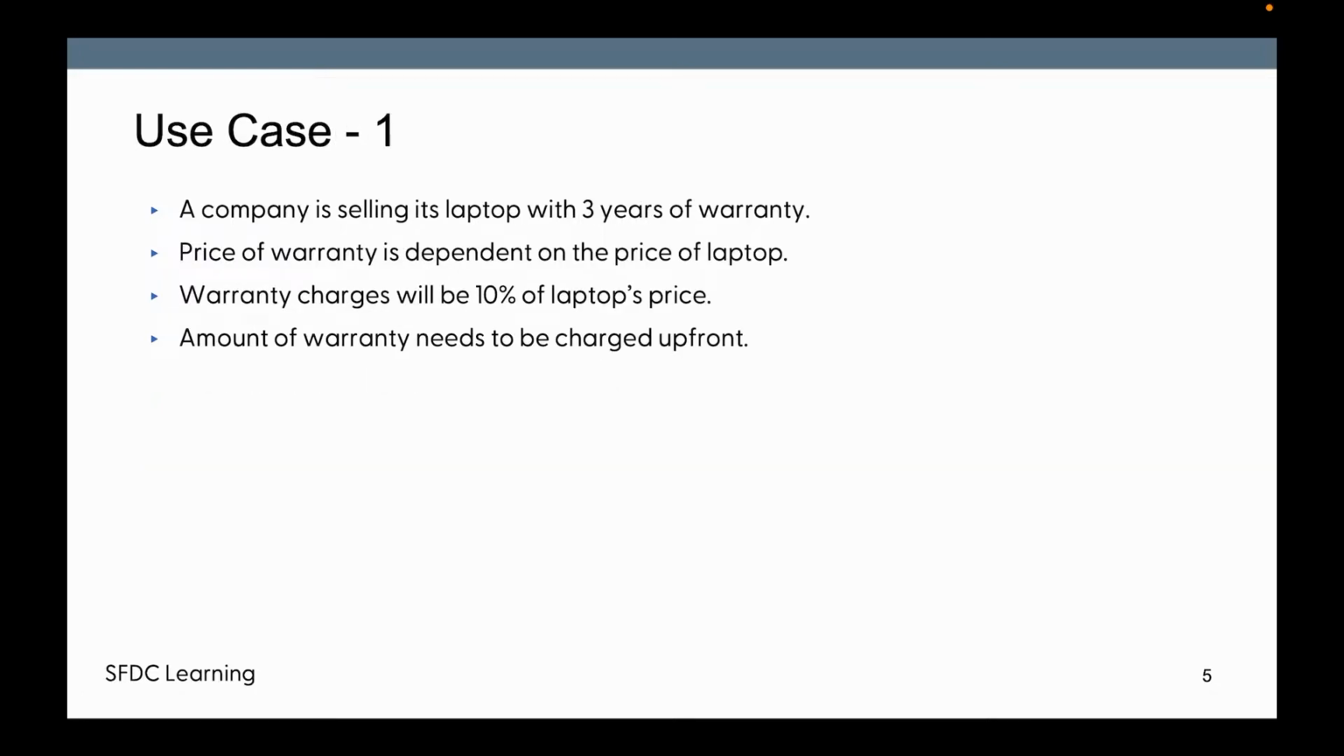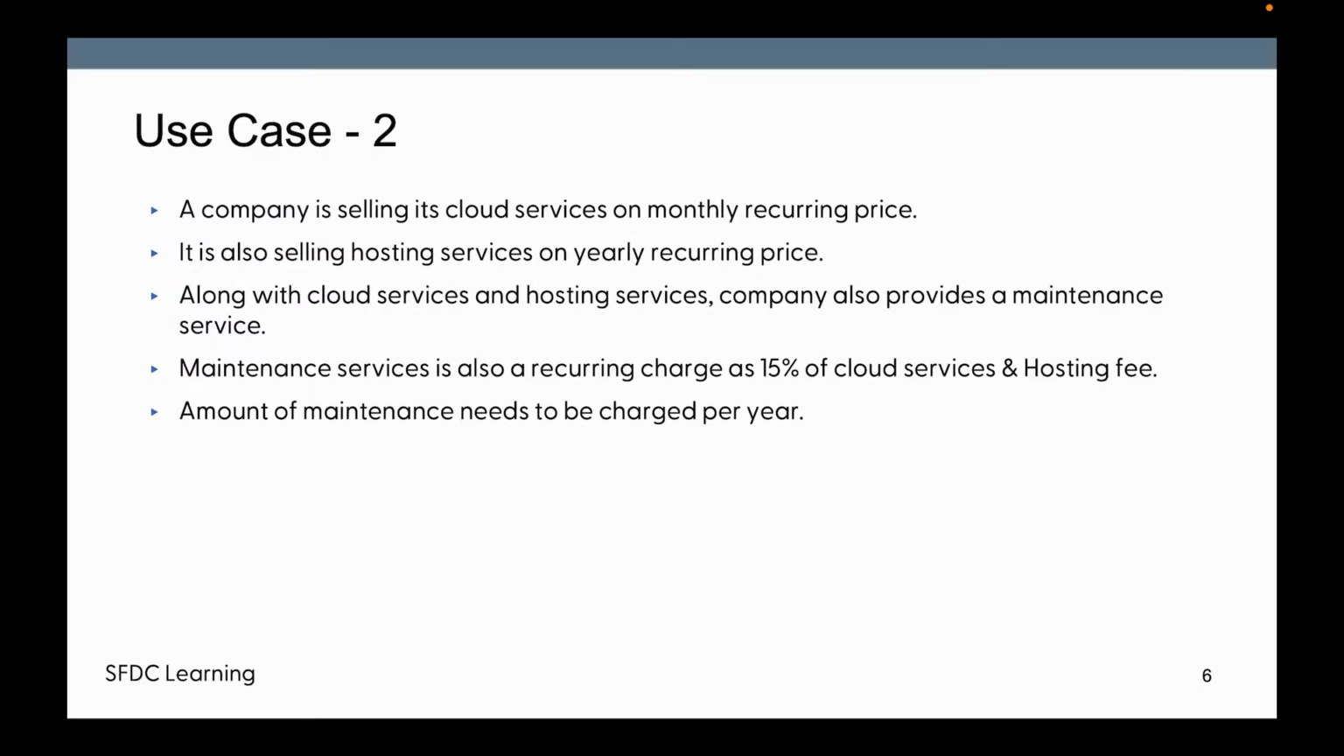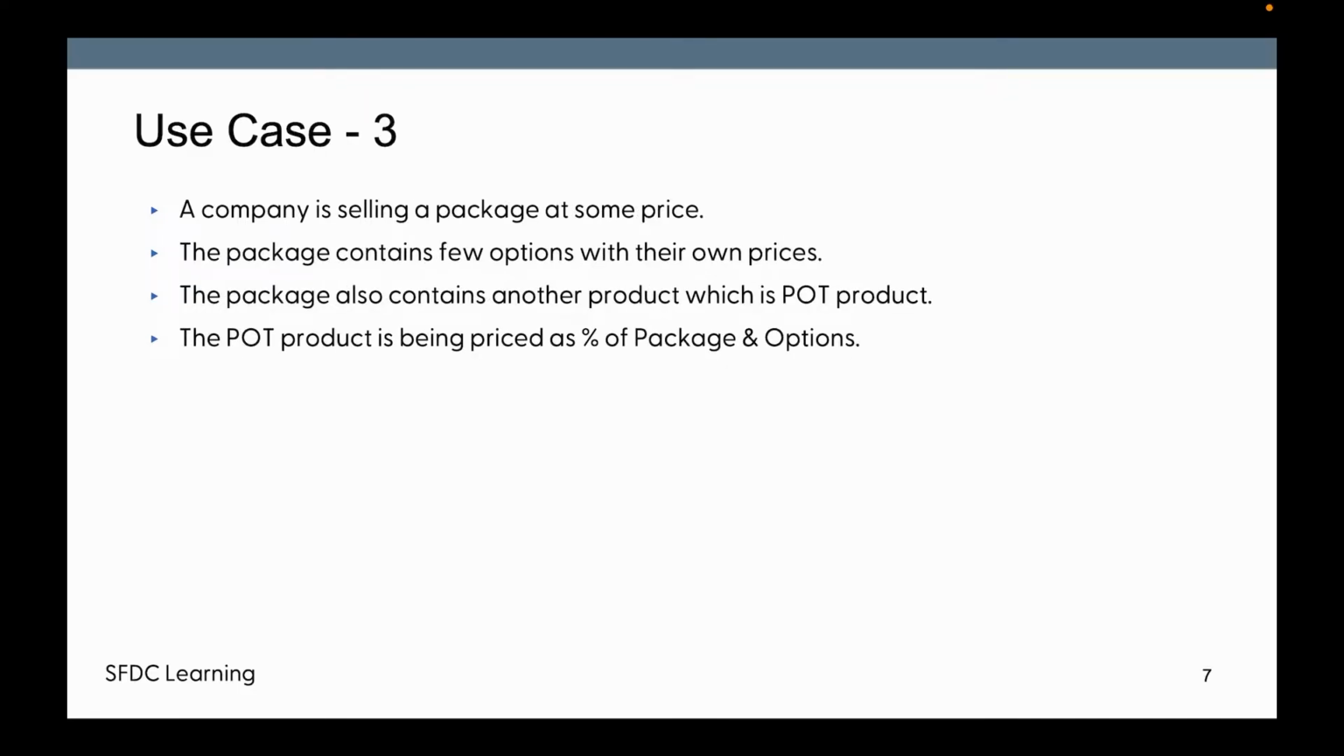These were a couple of use cases, I guess, that we discussed in my previous video. The first use case, here's the second use case, and now we are coming to the third use case, in which we'll talk about the POT product as a bundle option. So consider a situation where a company is selling a package at some price. The package contains a few options with their own prices. The package also contains another product, which is a POT product, a percentage of total product, and the POT product is being priced as some percentage of the package as well as the options.